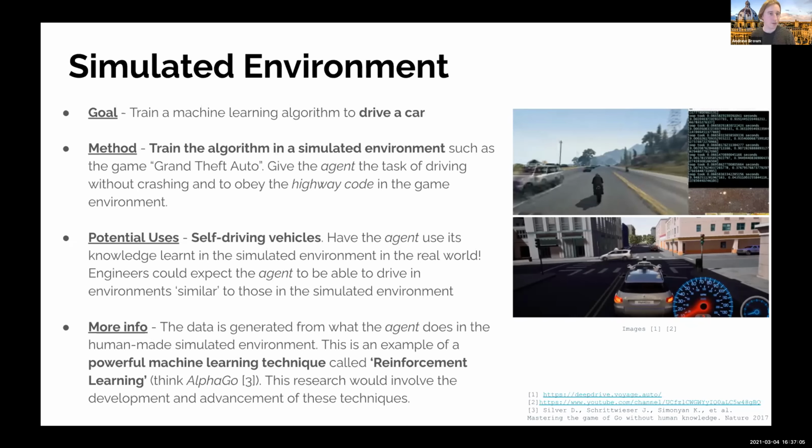So important extra context here is that all data is generated from what the agent does in the human-made simulated environments. And this is an example of a powerful machine learning technique called reinforcement learning. So the research in this case study would involve the development and advancement of these techniques. Don't worry if this is a lot of information and details. It will also be on the worksheet that we give you in your breakout rooms, and we'll include all relevant information that you'll need to answer the questions.